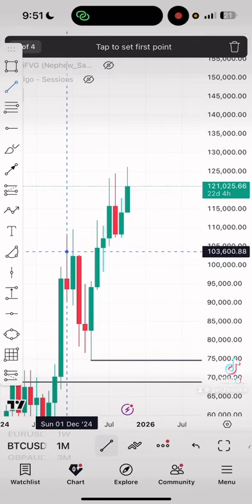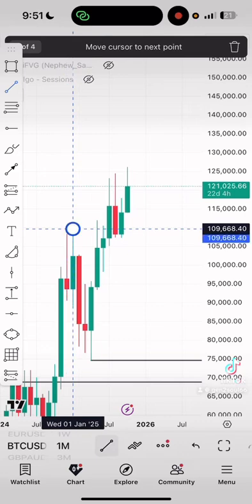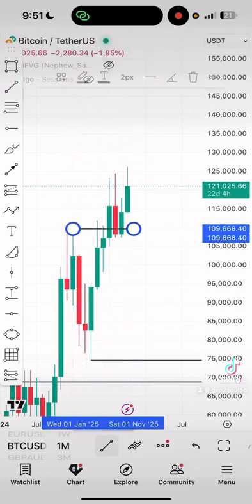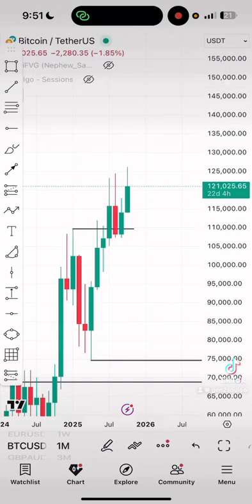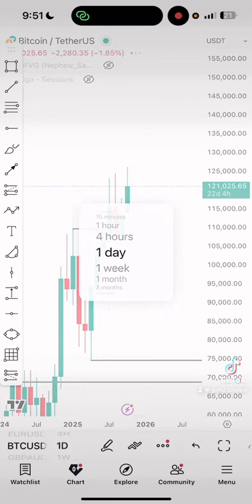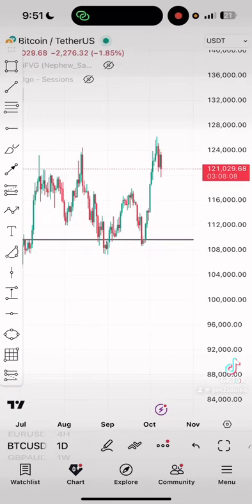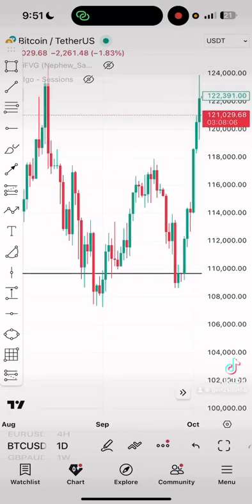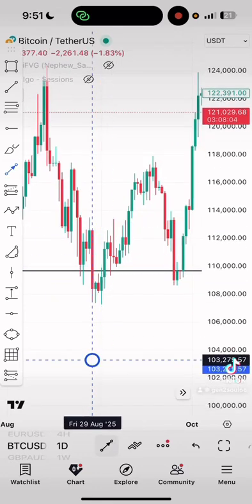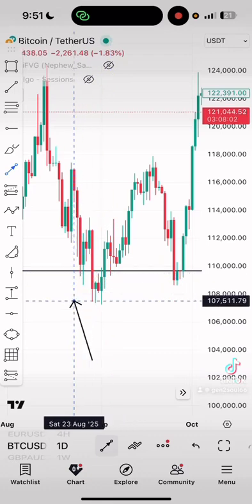Now you can clearly see we had this swing point right there on the monthly time frame. Now look at this area right there. I want to show you guys something. Now that is a monthly swing point, right? Now let's go to the daily time frame and see what happened around that area. Now you can clearly see price came back and swept this area.